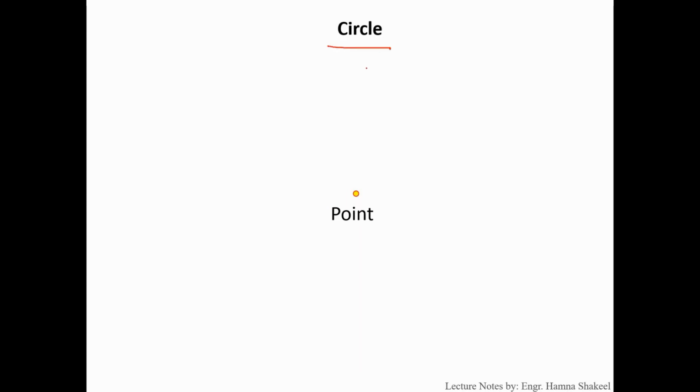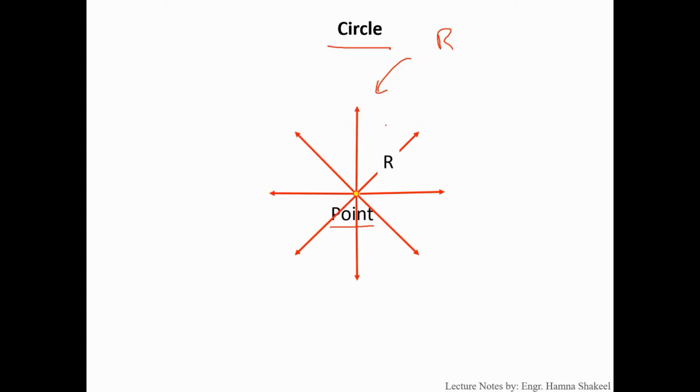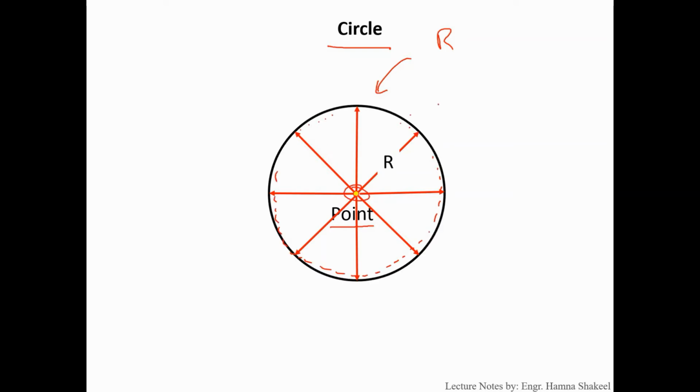Let's move on to a circle. Let's say you have got a point and you want to draw another point at a distance of R from this original point. If you are in a two-dimensional plane and the direction is not specified, you can take that point in any direction. So there are infinite directions in which you can take that point. So if you connect all those infinite points that are at a distance of R from this point P, you will get a circle.